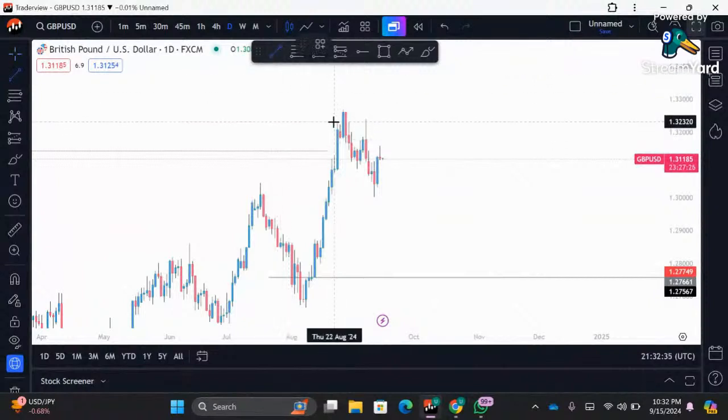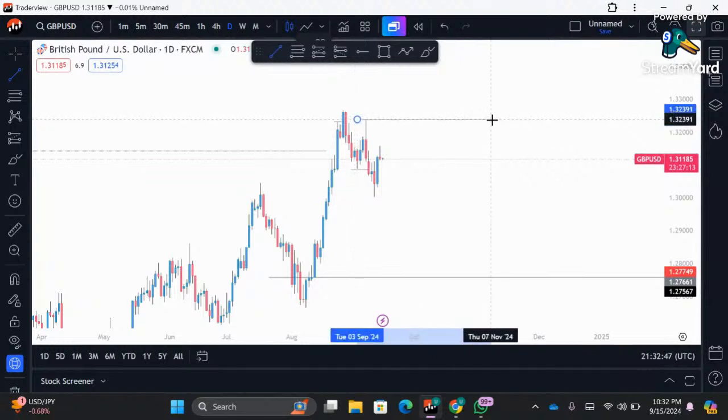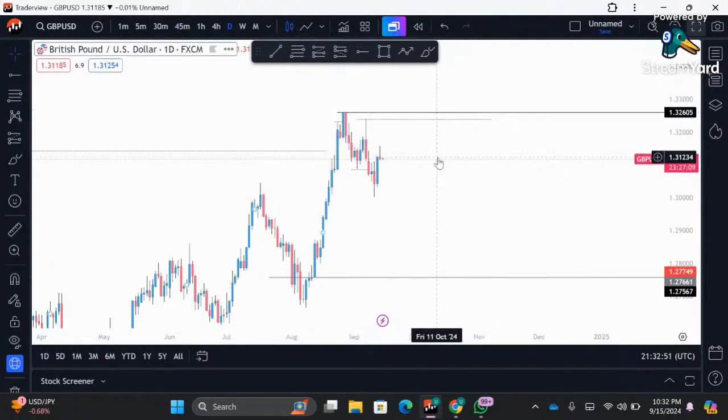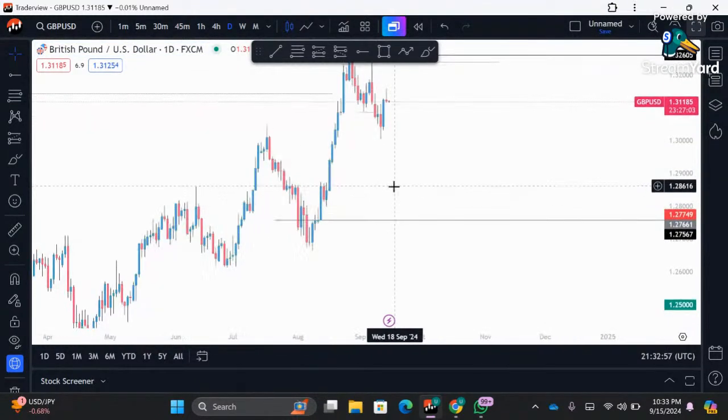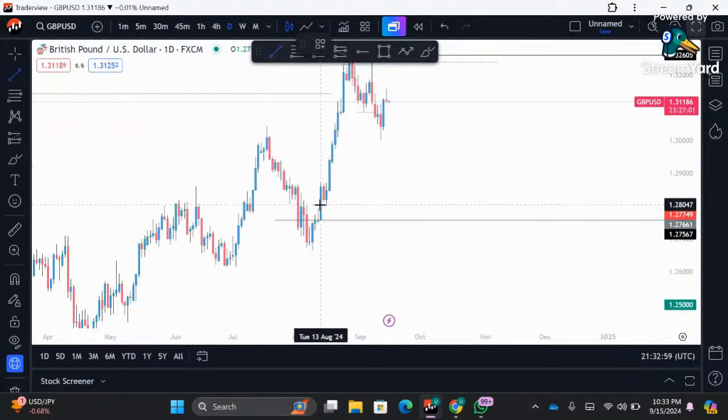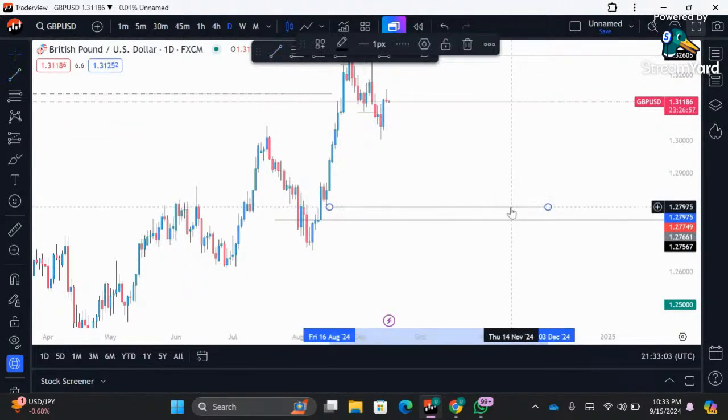So same thing, there was a shift in structure here, a sweep of that high and a break of structure to the down. Then we had a second break of structure here, giving us a structural liquidity, because I was expecting sales from this resistance level, but it never came. So I'm still expecting price to push all the way up, take it out, then continue down. So basically, this will now be my structural liquidity for the sales.